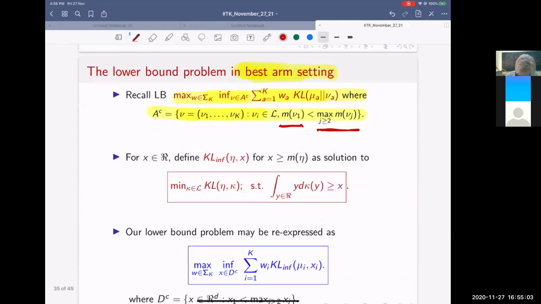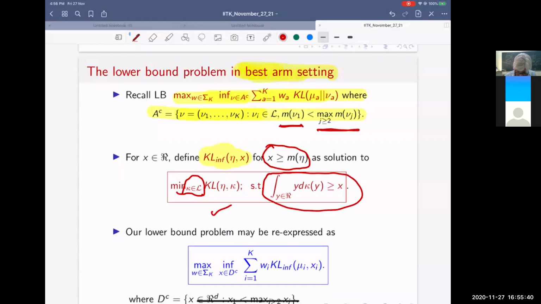And what's going to help me is defining this quantity right here, the KL inf of eta and x. So now eta is a probability distribution here, and x is a real number. And I'll take x to be greater than the mean under eta, and I'll solve this optimization problem. So this is an optimization problem in the space of probability measures. So eta is fixed. I look at all the kappas, just all the probability distributions which lie in L, meaning under which the 1 plus epsilon moment is bounded by B, and whose mean is greater than or equal to x.